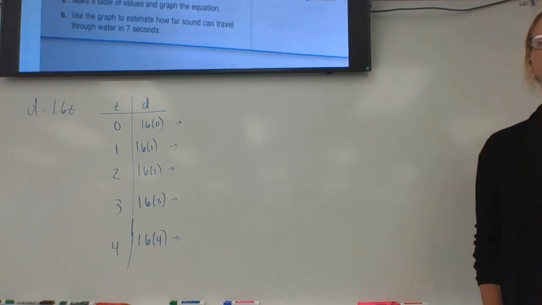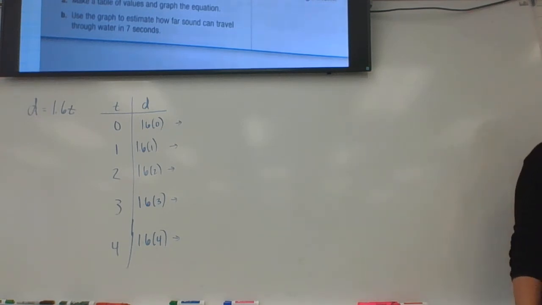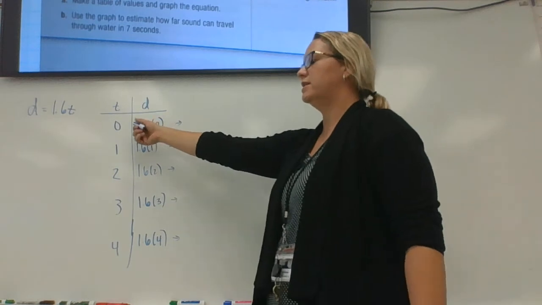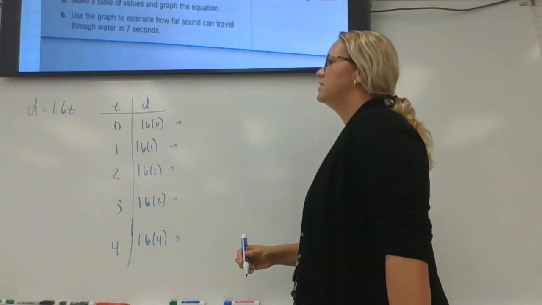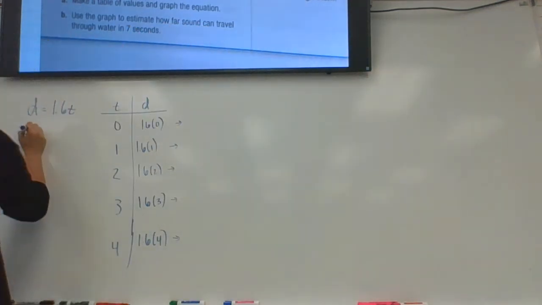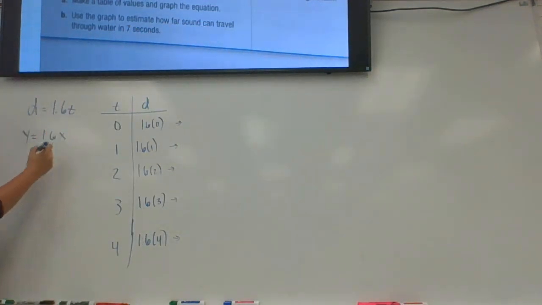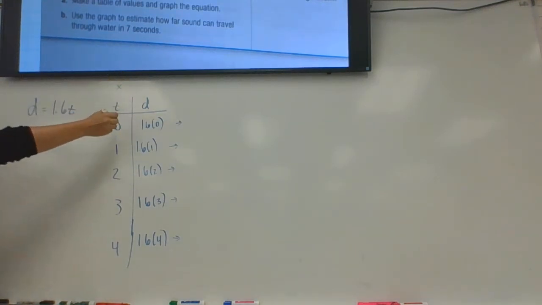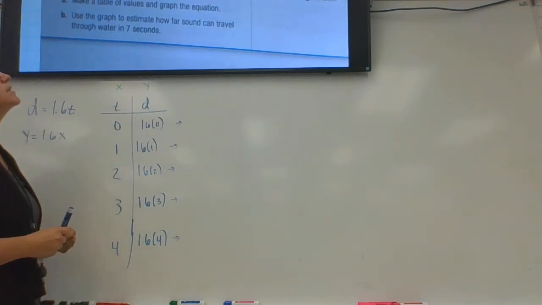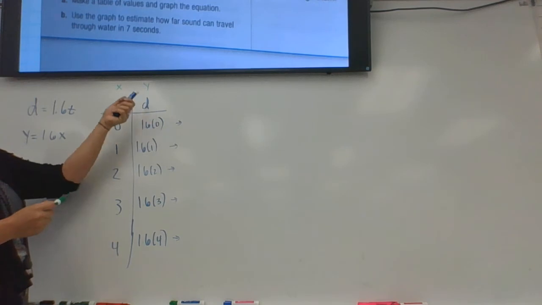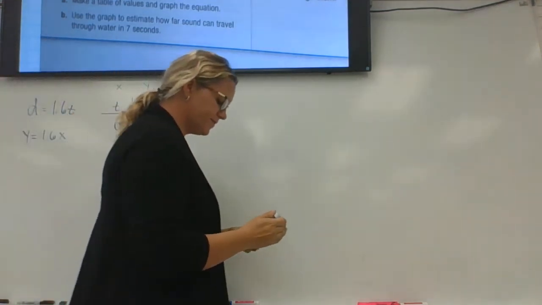So, if a problem asks you to make a table, this is a great place to start. Make a list 0 through 3, 0 through 4, and plug in. So, this is a lot like y equals 1.6 times x. And I put the t as the x because time is often like an x component of an ordered pair. It's an independent variable. The distance the sound goes depends on how much time has gone by.